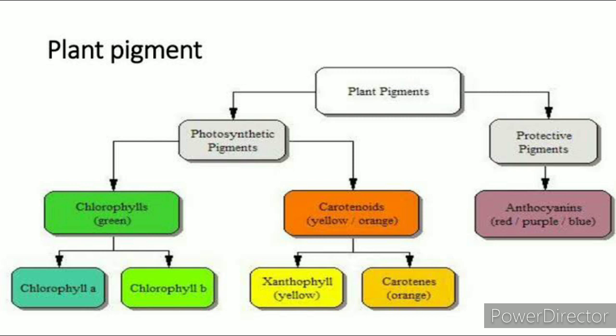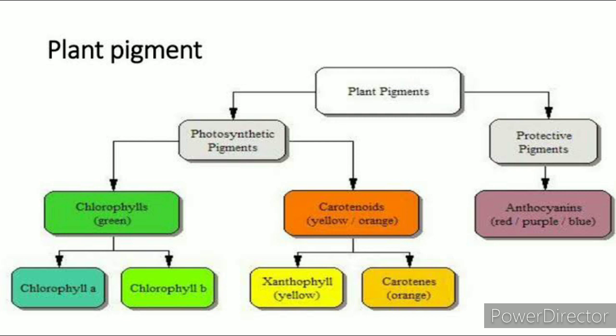So as you can see in this video, the plant pigments can be classified into two types based on their function. First one is the photosynthetic pigments and the second one is the protective pigments. The function of photosynthetic pigments is to aid in the process of photosynthesis. So we will see more about the process of photosynthesis later. Now we shall move on to the protective pigments first. The main function of protective pigments is the protection of the plant.